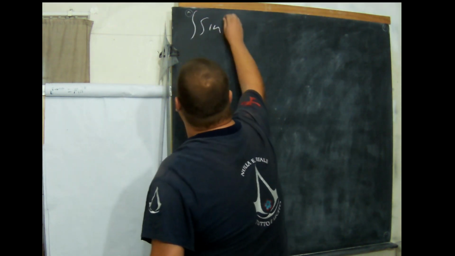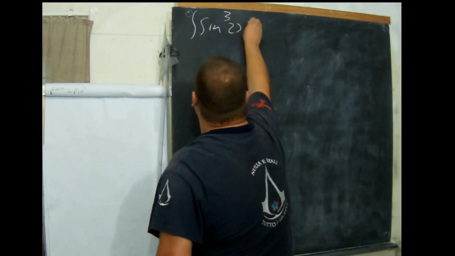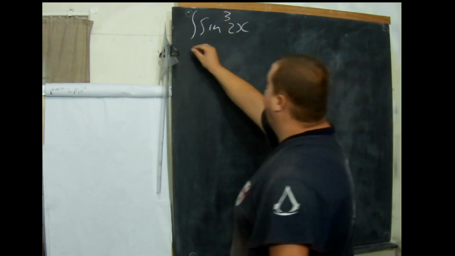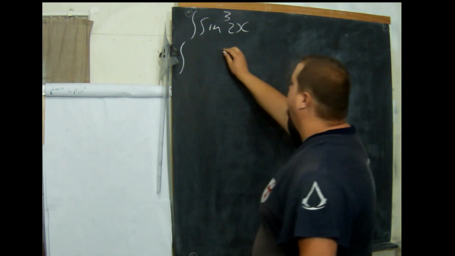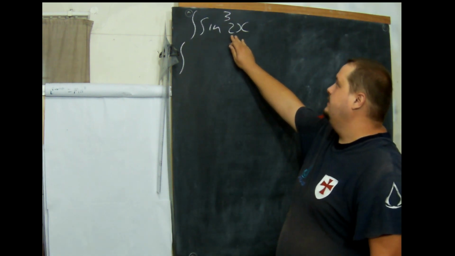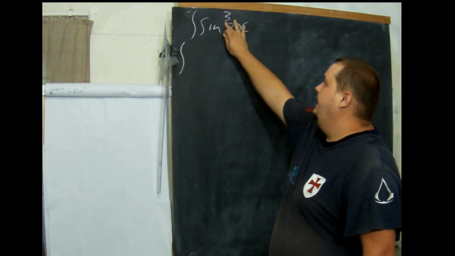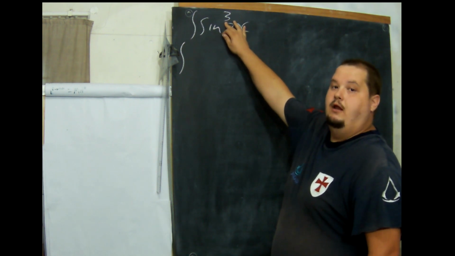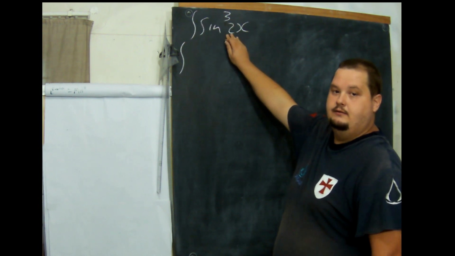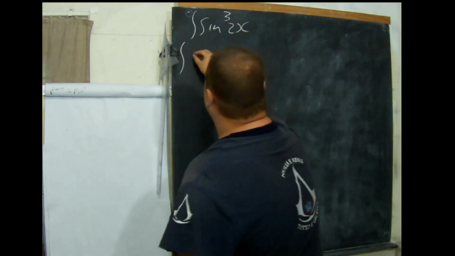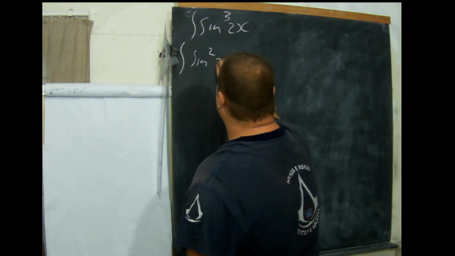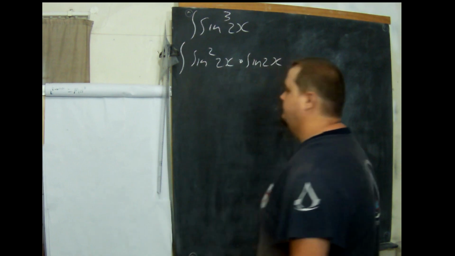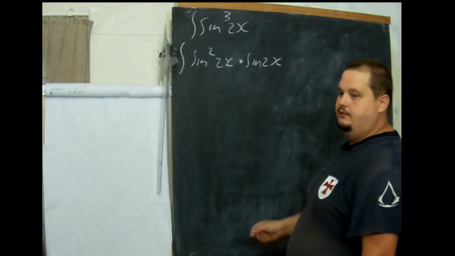First sum is the integral of sine cubed 2x. Now, what we need to do is split it. Wait. Before we split it, I need to explain something. Whenever you have an exponent above 2 but below 5, you will use this method. Okay. So, sine squared 2x multiplied by sine 2x. And that'll give you your same answer at the top.